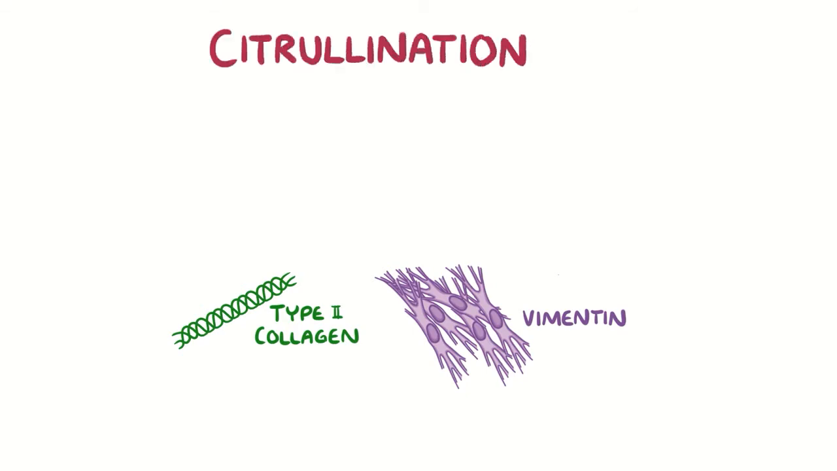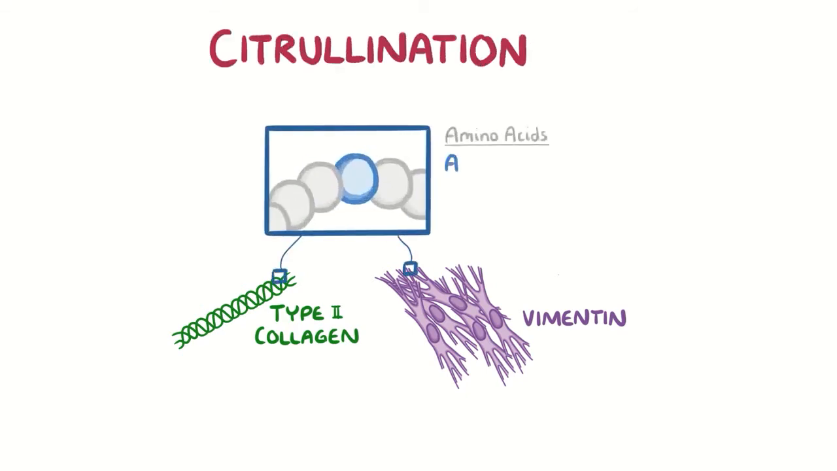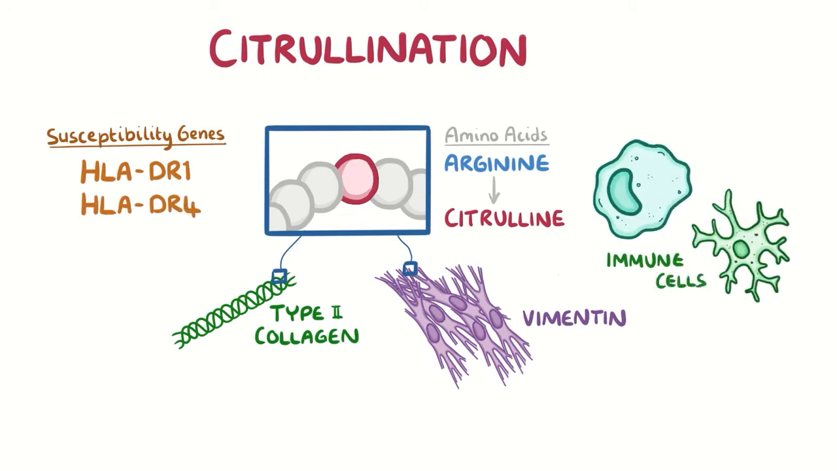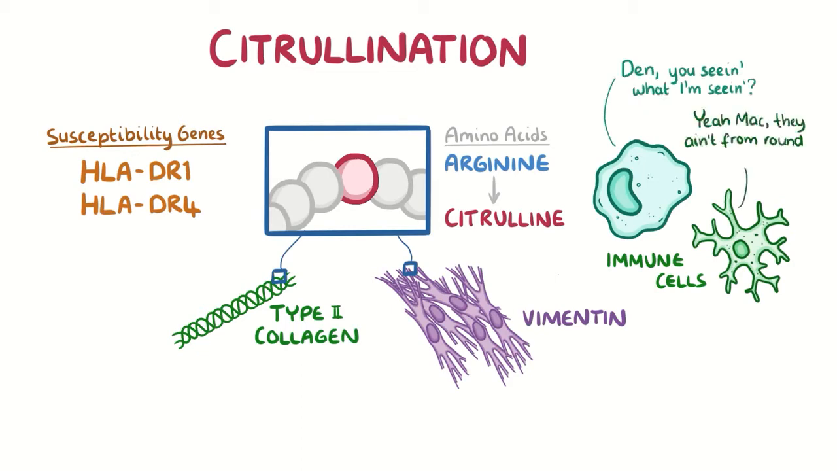Type 2 collagen and vimentin can get modified through a process called citrullination. That's when the amino acid arginine found in these proteins is converted into another amino acid, citrulline. Meanwhile, due to the susceptibility genes, HLA-DR1 and HLA-DR4, immune cells are sometimes not clever enough, so they get confused by these changes and they no longer recognise these proteins as self-antigens.